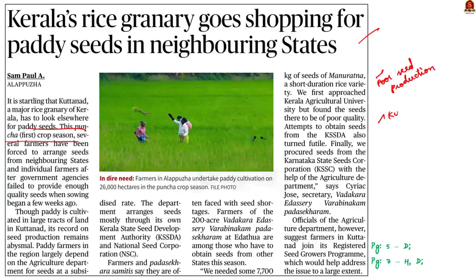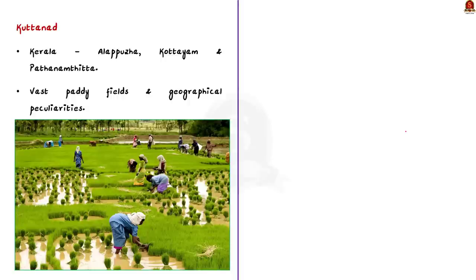In this context, let's learn about the famous Kuttanad below sea level paddy cultivation and also about globally important agricultural heritage system of Food and Agricultural Organization. Now let's first start with Kuttanad region of Kerala. See, Kuttanad is a region covering the Alappuzha, Kottayam and Pathanamthitta districts in the state of Kerala. See, Kuttanad is well known for its vast paddy fields and geographical peculiarities.